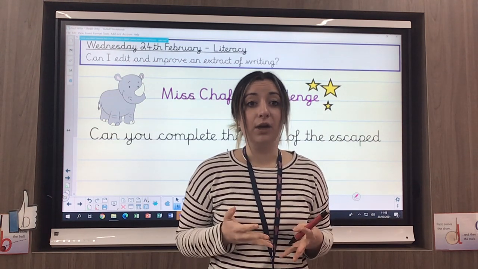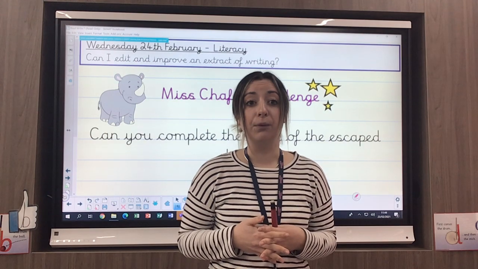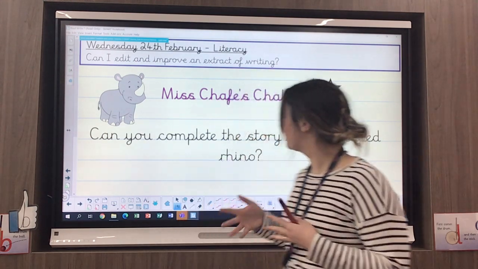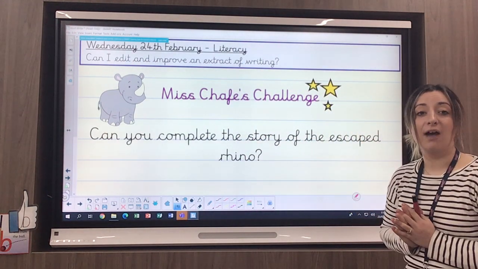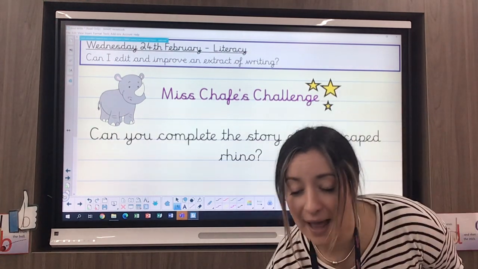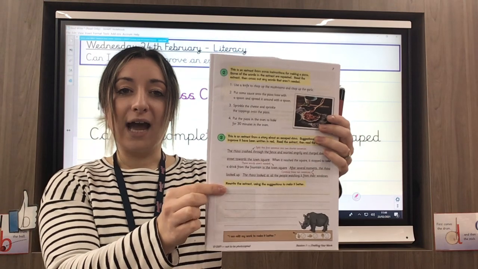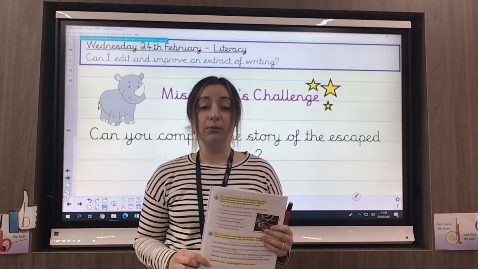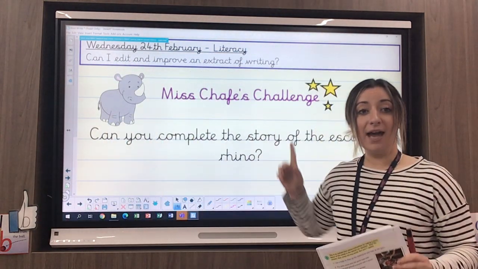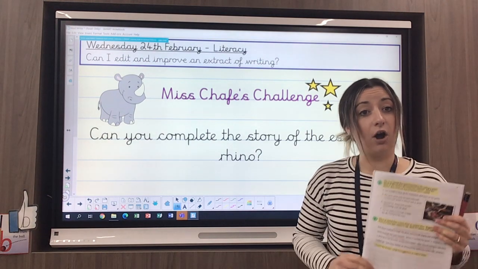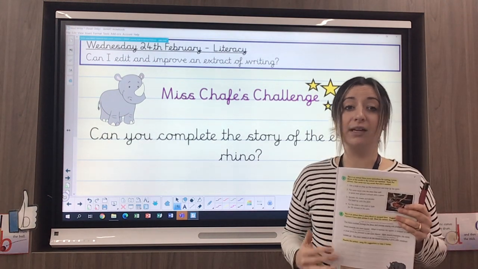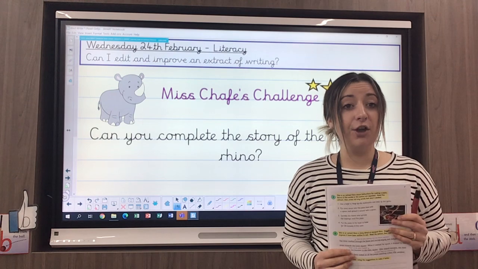Now when you've done your work for today, my challenge for you is can you complete the story of the escaped rhino? Because our extract is very short in our books, isn't it? So it's only about 4 lines long. What I want you to do is, if you can, complete my challenge and just write the ending of the story for me. So that would be lovely if you can send those in to the Year 4 email so I can read them.